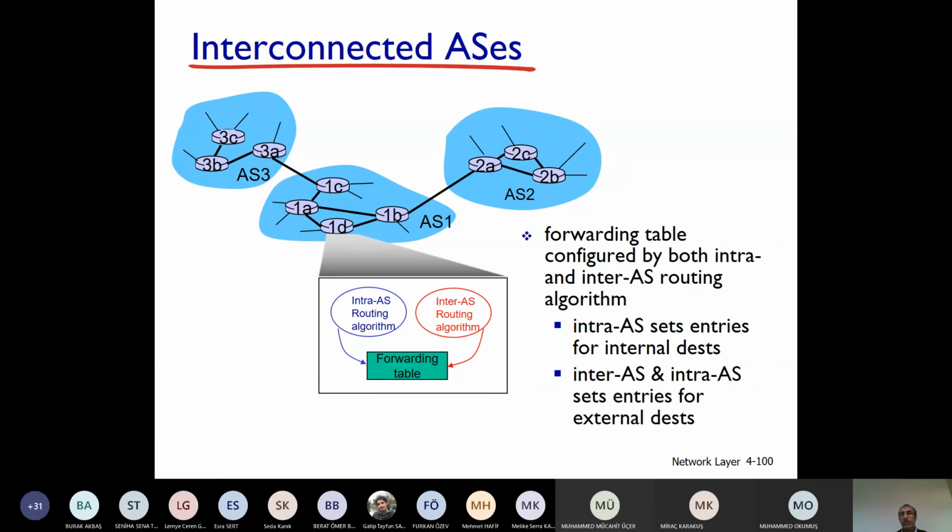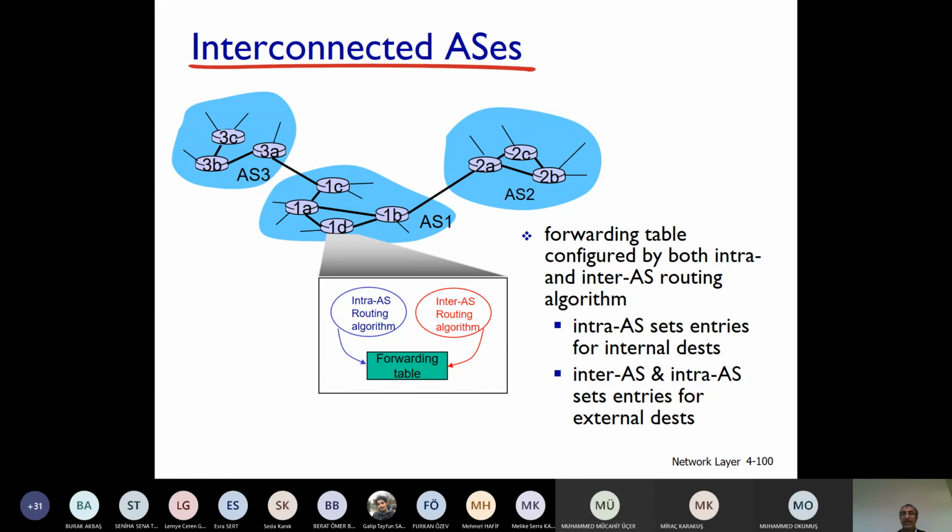Now, the question, of course: even though I control AS1, the other controls AS2, and the third guy controls AS3, eventually we need to exchange the data, right? Packets. So that's why we need to come up with a forwarding table. So the question is, who is going to control, update, and maintain the forwarding table? The answer is both the intra-AS as well as the inter-AS routing algorithm.